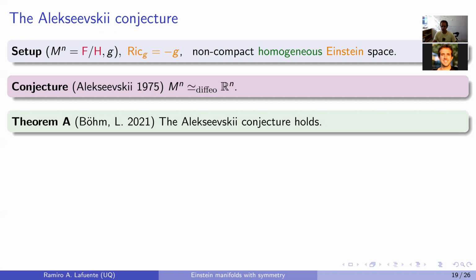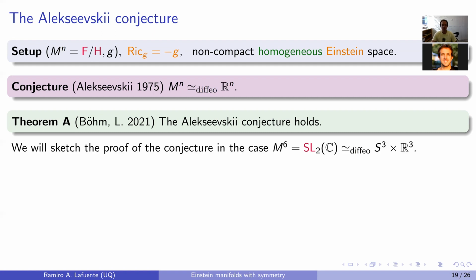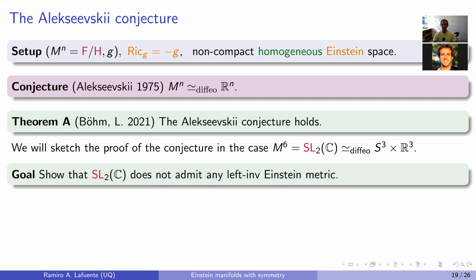So as I mentioned in lecture number 1, we will sketch the proof in the particular case where the manifold is the Lie group SL2C of dimension 6. Remember, this is diffeomorphic to S3 cross R3, so it should not admit any left-invariant Einstein metric. And this is what we will show. And to show this, we will apply Theorem B.